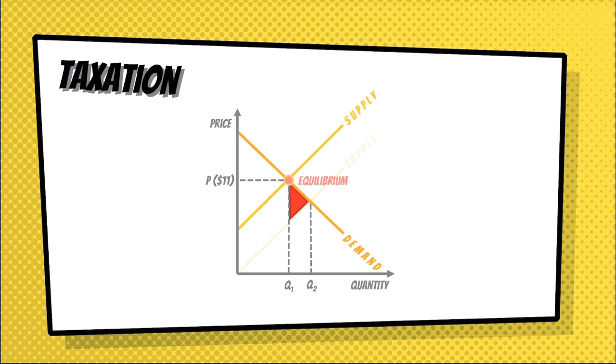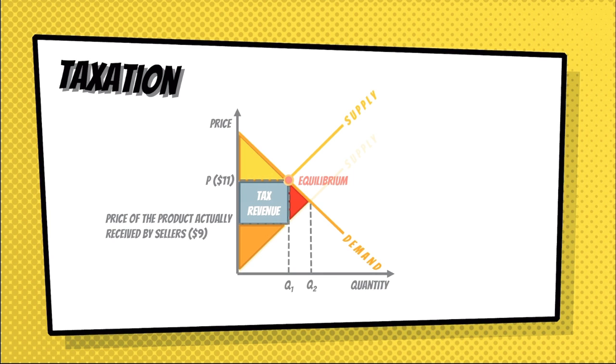Now the price is $11 and the consumer surplus is decreased. The rectangle here is the tax revenue, and the price of the product actually received by the seller is $9. Producer surplus also decreased. And in the middle is the tax revenue, the money that was taken by the government. And this generates deadweight loss.